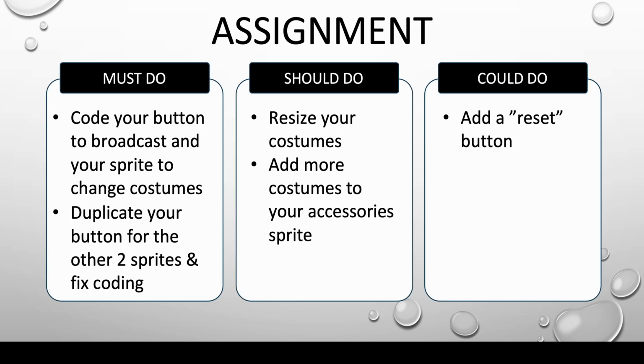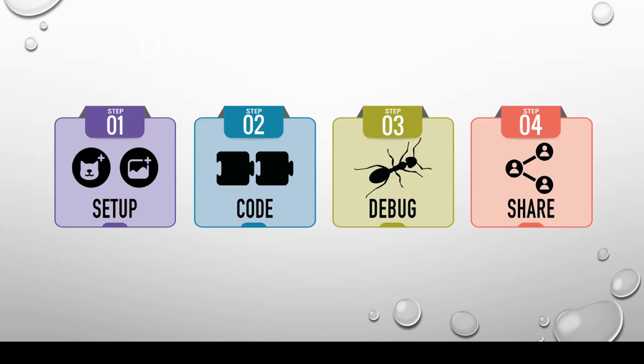So the first thing that we need to do is code our button to broadcast when it's clicked and our sprite to change costumes, and then we're going to duplicate that on 3 more sprites because we also added accessories and fixed the coding. We're going to resize our costumes, maybe add some more costumes, and we could potentially add a reset button if we want. Whenever we do a Scratch project, we start with setup, we go to coding, debugging, and sharing.